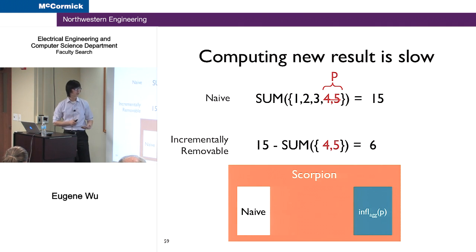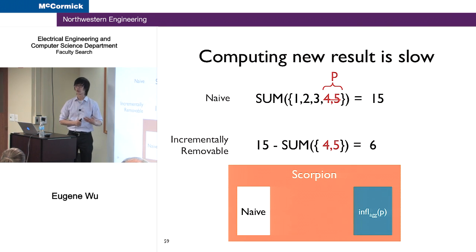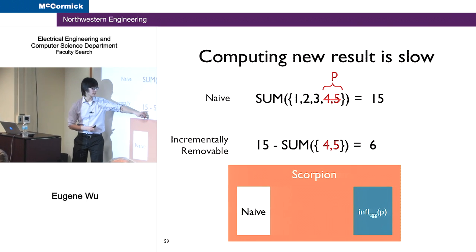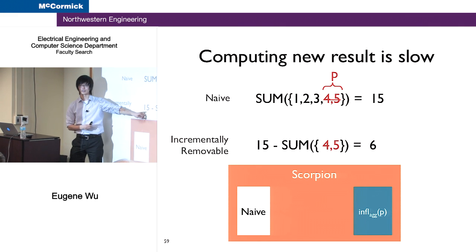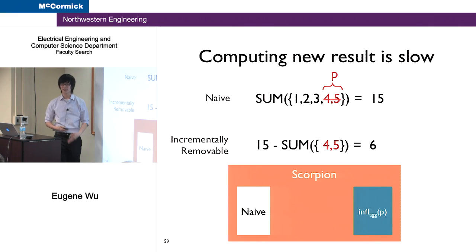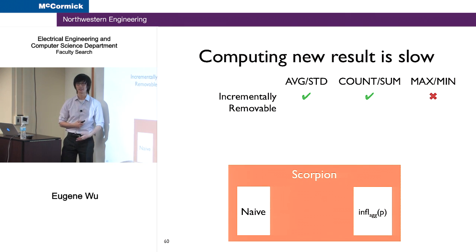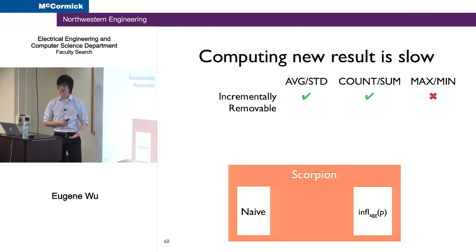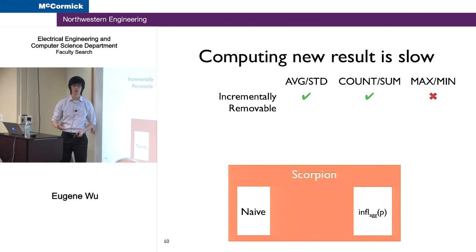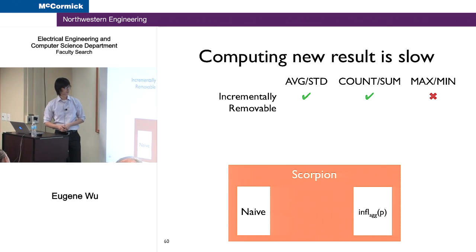So the incrementally removable property, such as sum, allows us to recompute this result directly. So here, in this case, we just subtract 4 and 5 from the original result, and we get 6. Right? So this is something that we all kind of understand, and it works for operators such as average, standard deviation, count, sum, as well as linear regression and Pearson correlation, higher moments of centrality.